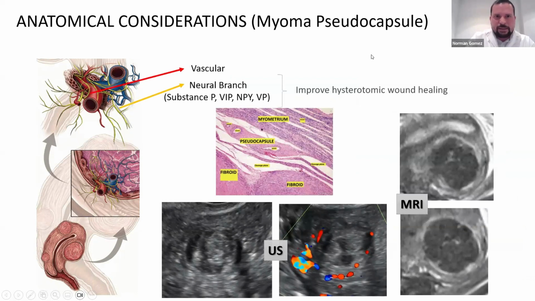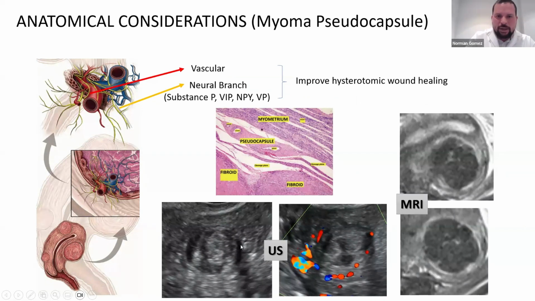Interesting is the concept of the pseudocapsula. Pseudocapsula is the myometrial zone adjacent to the myoma, to the fibroid, that is clearly identified both with imaging techniques like MRI, as you can see this white halo surrounding the fibroids, and also with the ultrasound, as you can see in this area, and from the histological point of view. The pseudocapsula contains a lot of neurovascular network in the reproductive field. Mostly it is important for the healing process if you preserve this capsula.